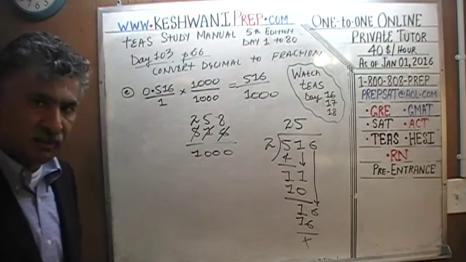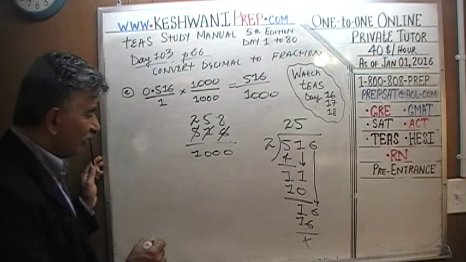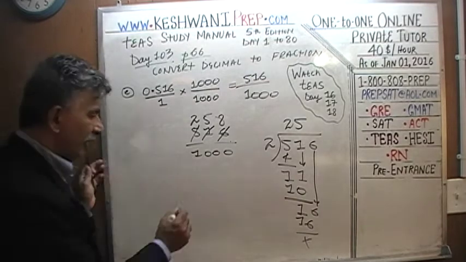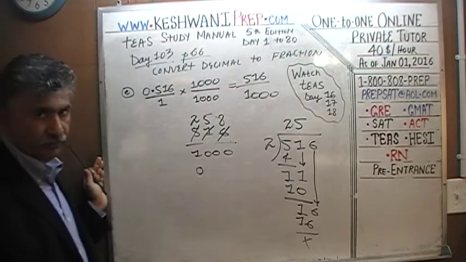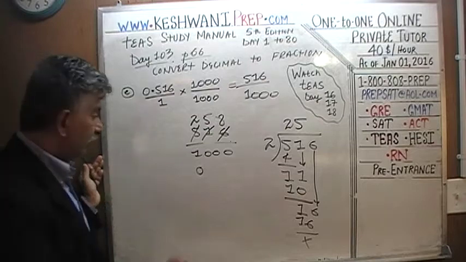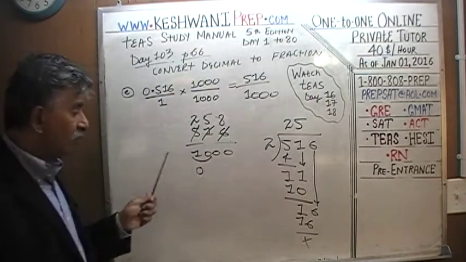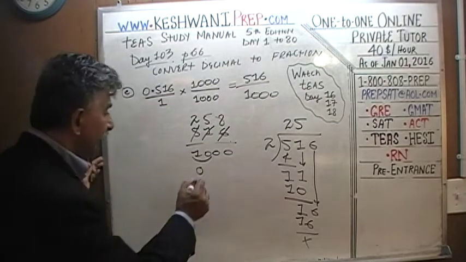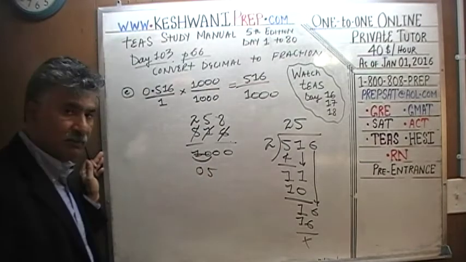Now let's divide the bottom by 2, shall we? How many 2's does 1 have? 1 has no 2's. So what's going to happen to that 1? That 1 goes and joins the 0 and becomes a 10. 10 has 5 2's. We're done with that part.